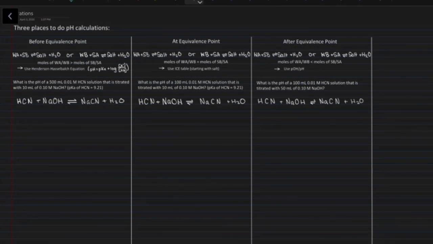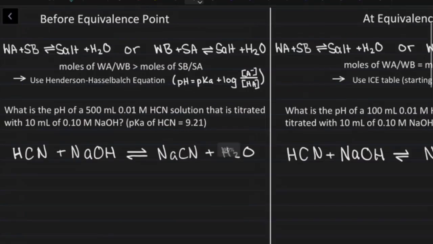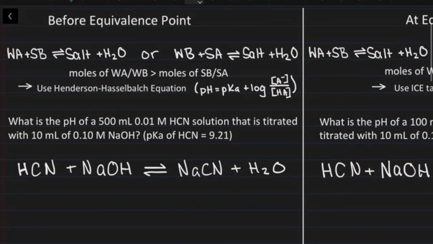So there are basically three places that you can do pH calculations for titrations. You can do them before the equivalence point, at the equivalence point, and after the equivalence point. So the first method, before the equivalence point, is where your moles of your weak acid or your weak base are greater than your moles of strong base or strong acid. For these types of problems, you want to use the Henderson-Hasselbalch equation.